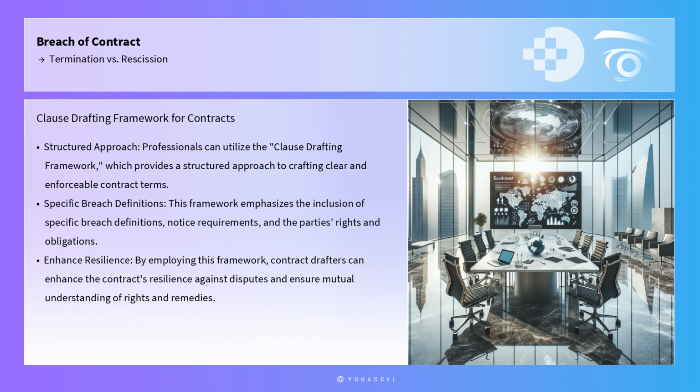In drafting termination or rescission clauses, professionals can utilize the clause drafting framework, which provides a structured approach to crafting clear and enforceable contract terms. This framework emphasizes the inclusion of specific breach definitions, notice requirements, and the parties' rights and obligations upon termination or rescission. By employing this framework, contract drafters can enhance the contract's resilience against disputes and ensure that parties have a mutual understanding of their rights and remedies.